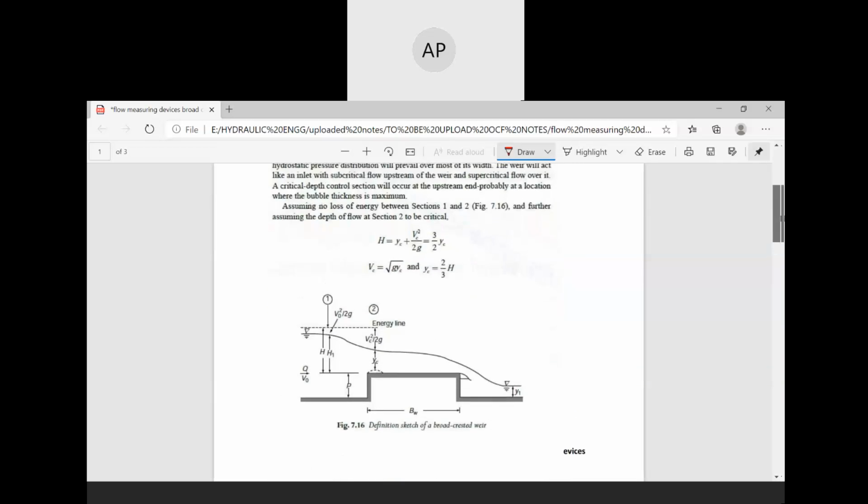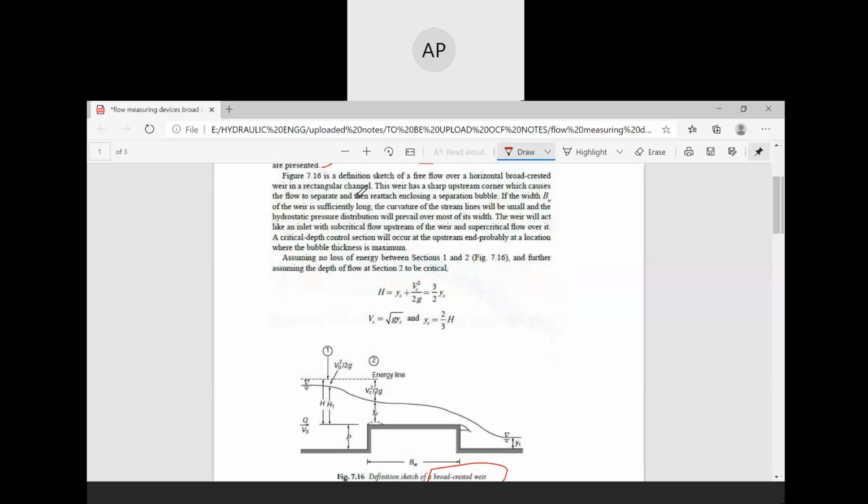This is the sketch of a broad-crested weir. In this figure, there is a free flow over a horizontal broad-crested weir in a rectangular channel. So let us consider a rectangular channel. This weir has a sharp upstream corner, can you see? The sharp upstream corner causes the flow of water to separate and then reattach, enclosing a separation bubble.